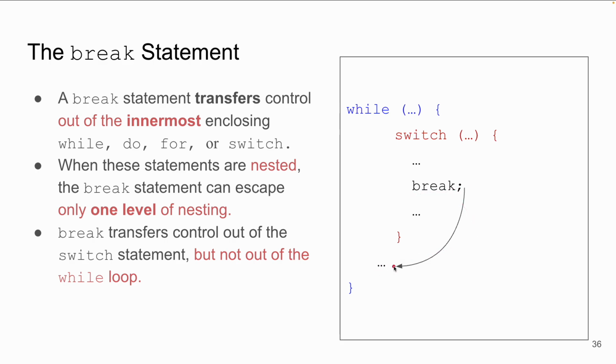But what is important is that even for this line, this is still inside the while loop. So this break can just jump one level of nesting structure. If you want to jump out from the while loop, you need to have another break to jump out from the while loop.